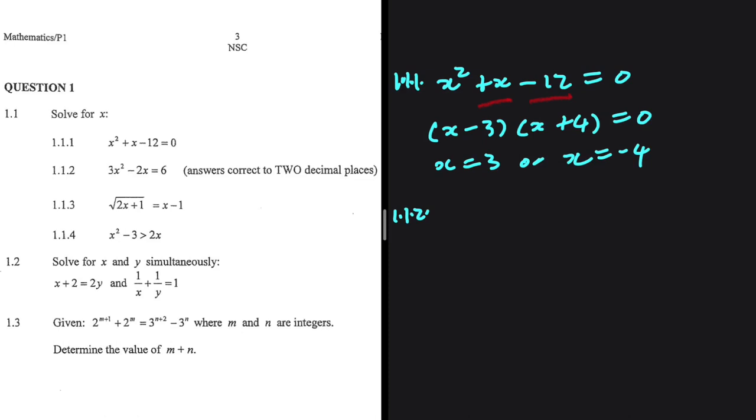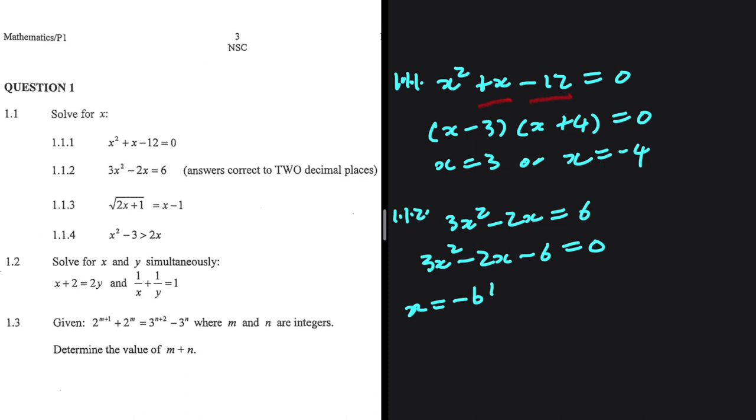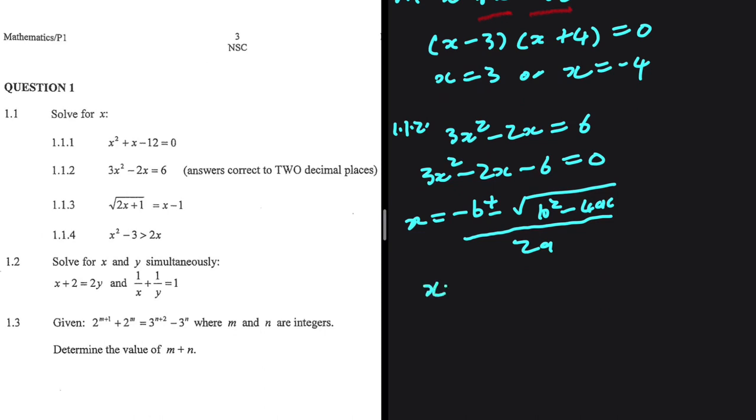We know that we are going to use the quadratic formula. We have 3x squared minus 2x being equal to 6. So 3x squared minus 2x minus 6 should be equal to 0. We just write the equation in our standard format. x is equal to minus b plus or minus the square root of b squared minus 4ac, everything divided by 2a. Let's go ahead and substitute.